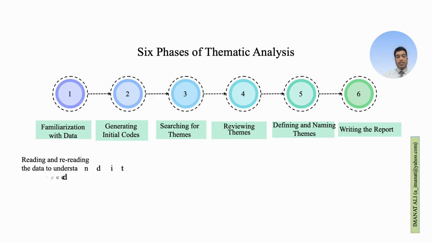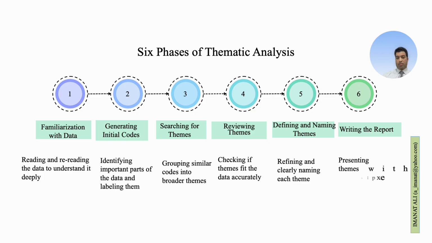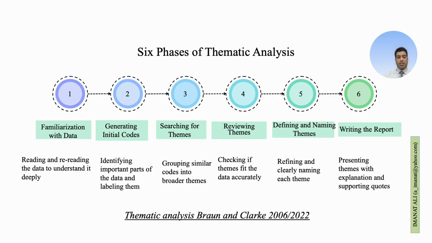So, familiarization means listening and reading the data. Step 2 is identifying important parts of the data and labeling them. The third step is grouping similar codes into broader themes. Step 4 is reviewing, checking whether themes fit the data accurately. Step 5 is refining and clearly naming the themes. And finally, write the report, the presentation of the report.